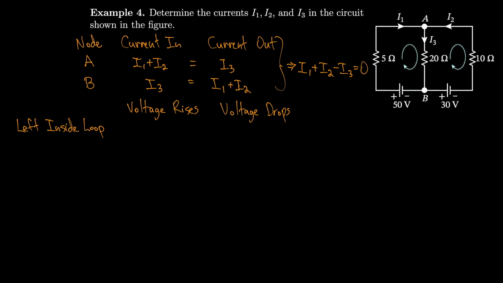Okay, so looks like on the left, my voltage is rising 50, and it's dropping 5I1, and it's dropping 20I3. So it's rising 50 and dropping 5I1 plus 20I3.